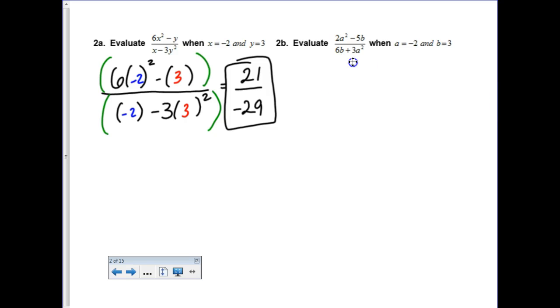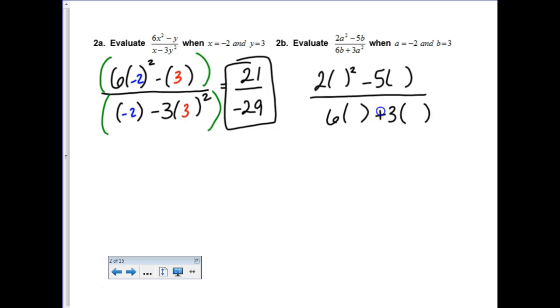So same thing here, we have 2 times a squared minus 5 times b divided by 6 times b plus 3 times the a being squared. So a is negative 2. Be careful because the a is actually over here on this part of the problem. And then b is 3 here and here. But again, if you're going to do this on your calculator, you need to calculate your numerator and denominator separately, or use parentheses around it like so.